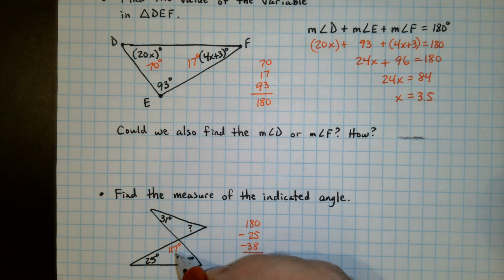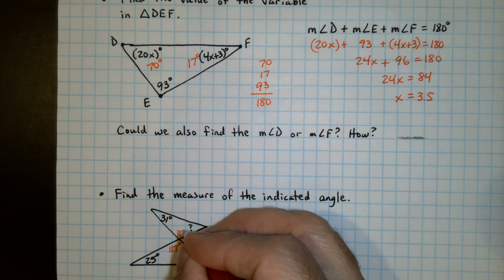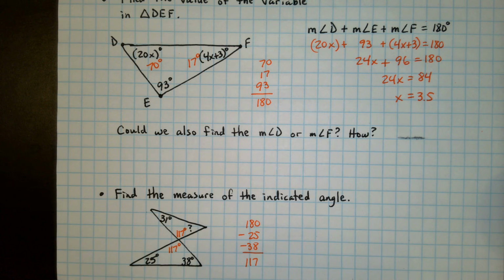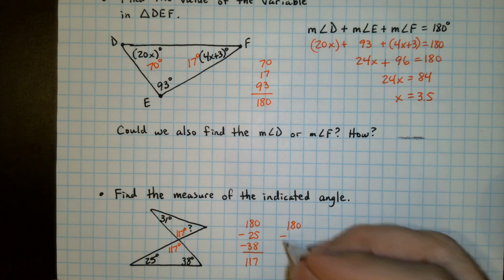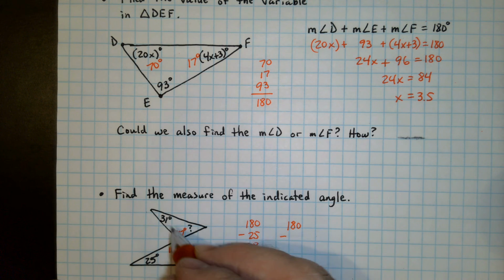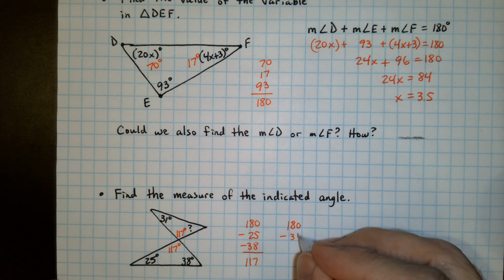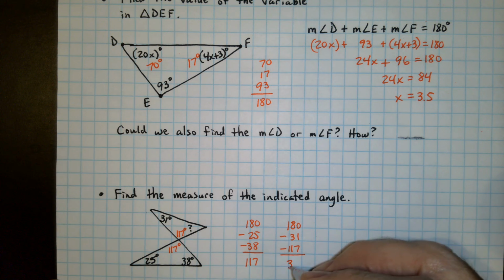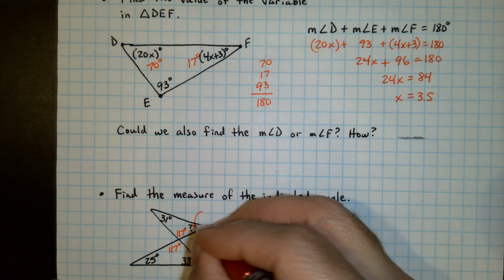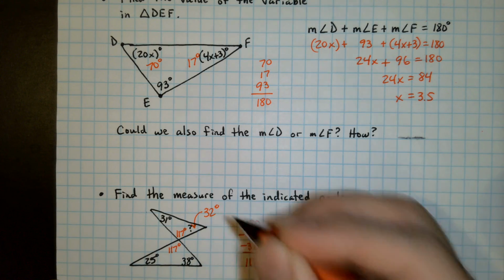But there is a connection between these triangles. We have vertical angles here, so that makes this 117 since vertical angles are congruent. And I can now start with 180 in this triangle, subtract the two that I know. 180 minus 31 minus 117 gives 32. So this angle here that we're looking for is 32 degrees.